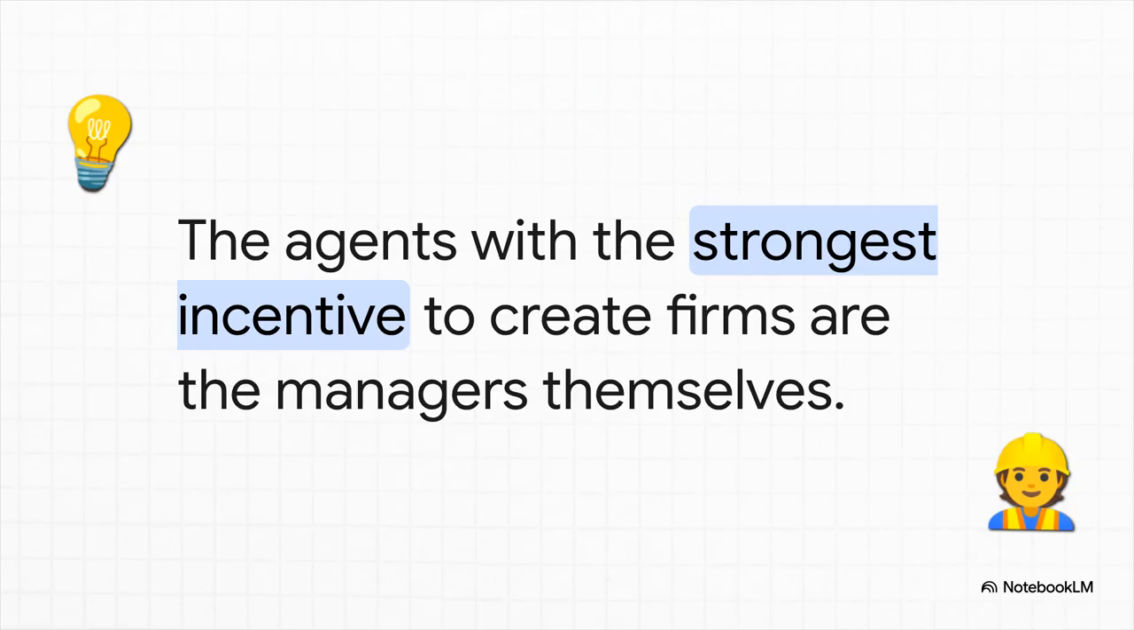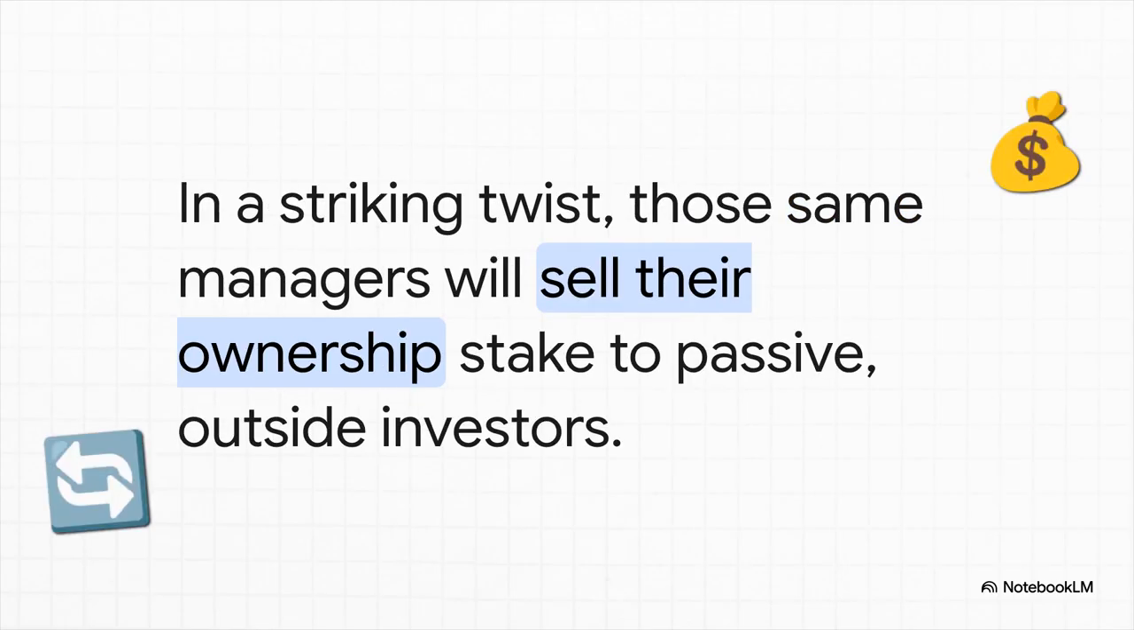So the model's first big prediction makes perfect sense. The agents who have the strongest incentive to actually create firms are the managers themselves. They're the essential, skilled ingredient for production. But, and here's the twist, the model also predicts that in equilibrium, those very same managers will turn around and sell their ownership to passive, outside investors before production even begins.